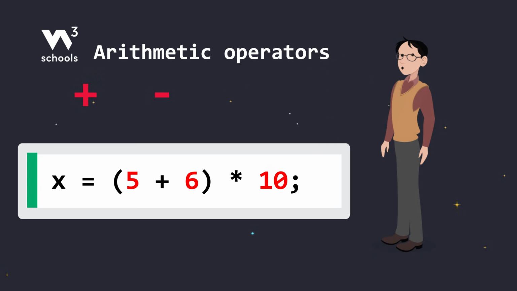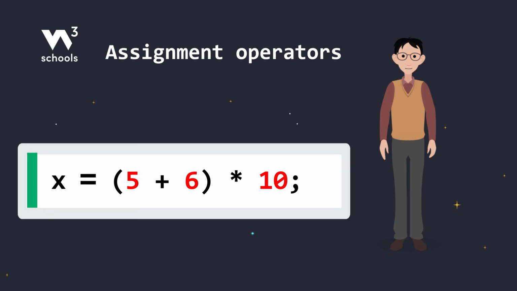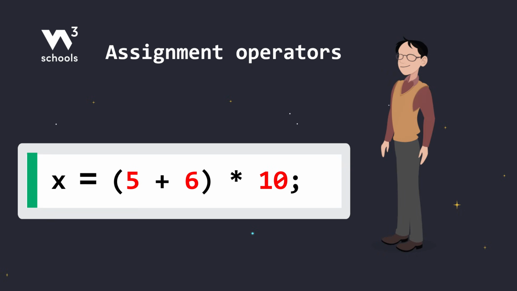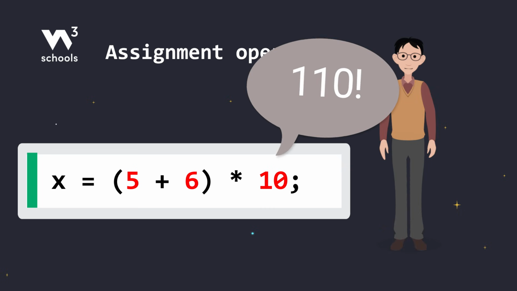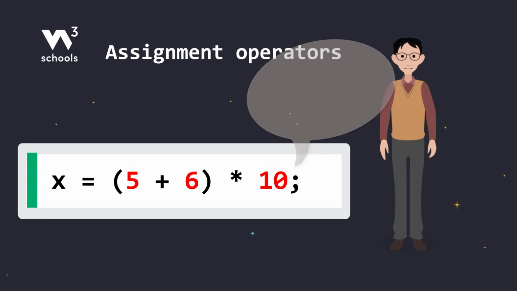Now, you may also have noticed an equals operator in the previous example. This is an assignment operator. It assigns values to variables. In this case, it assigns our variable x the value of the calculation, 110.